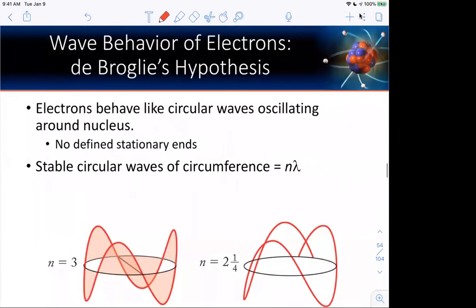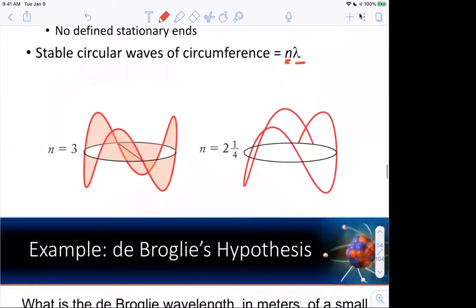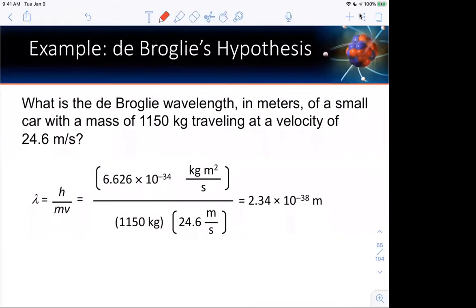What de Broglie found is that electrons actually behave like circular waves oscillating around a nucleus. There's no defined stationary end, and the circumference is the energy level times the wavelength. I have these stable circular waves in these various n values. Now, using his equation, I can calculate the wavelength of any object in matter. So we're going to do it here for a car.